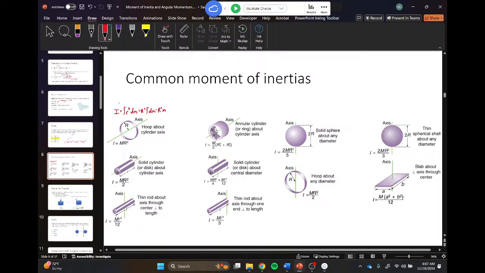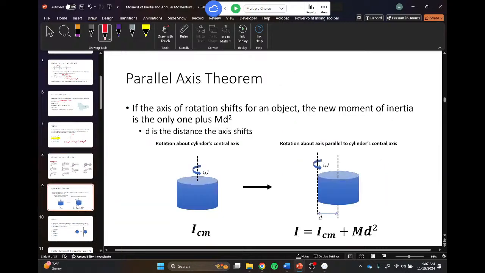Anywho. Okay, great. These are a bunch of objects. There's a really, really cool theorem, though, that I'm going to show you all that's awesome, and it's super, super handy. It's called the parallel axis theorem. Sounds really fancy, but the name actually makes sense. Parallel axis just means two lines that are parallel to each other. So if I have an object, let's take a cylinder, and I want to find the moment of inertia about a different axis, one that's shifted.